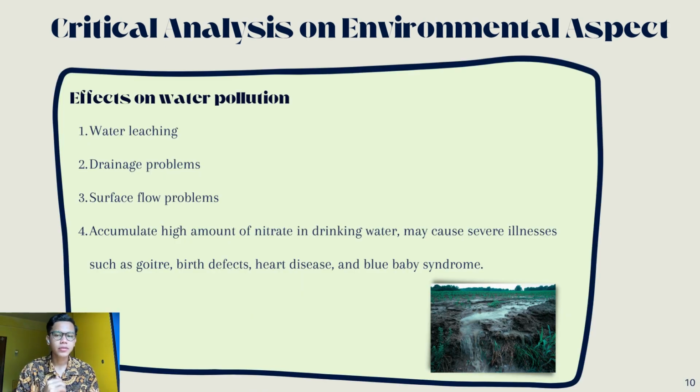First of all, it is the effect on water pollution. Irrational fertilizer supply may cause severe water pollution. Since there are many suspended solids in the water, basically heavy metals, it may cause three problems, which are water leaching, drainage problems, and also surface flow problems. And also, accumulation of a high amount of nitrate in drinking water may cause severe illness, such as goiter, birth defects, heart disease, and blue baby syndrome.